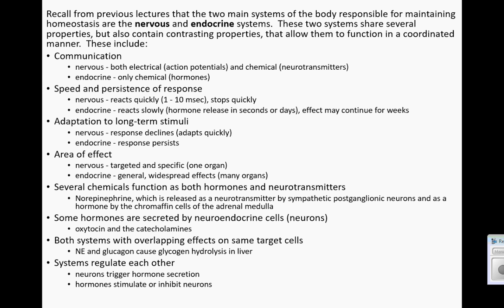The two systems have overlapping effects on the same target cells, like norepinephrine and glucagon, causing the hydrolysis of glycogen in our liver, and then they regulate each other. Neurons will stimulate or trigger hormones to be secreted, and hormones can either inactivate, inhibit, or stimulate neurons. So a lot of coordination. And sometimes people describe the relationship between the two as what we call the neuroendocrine system.